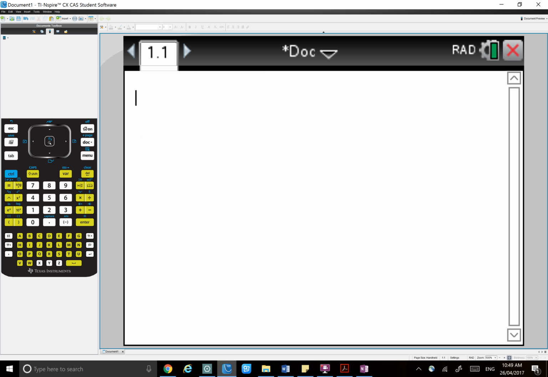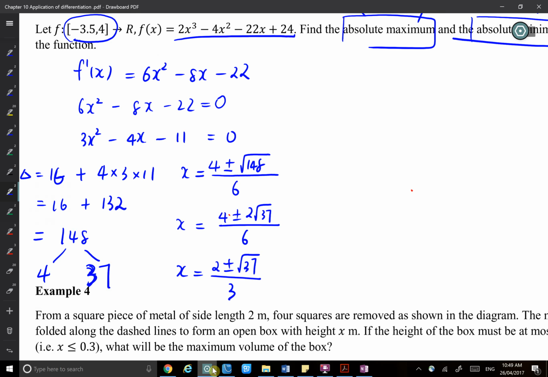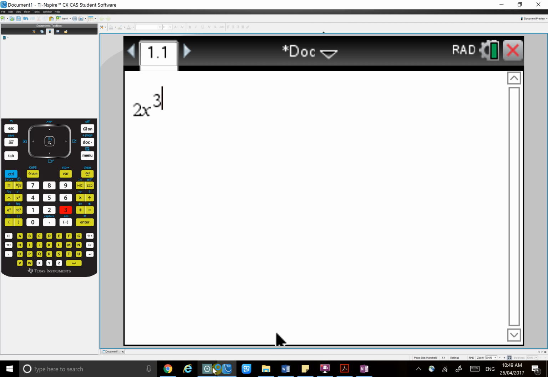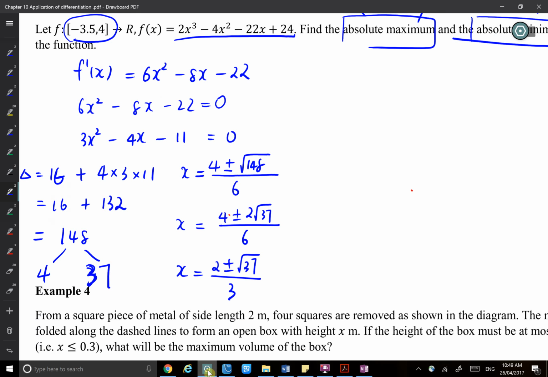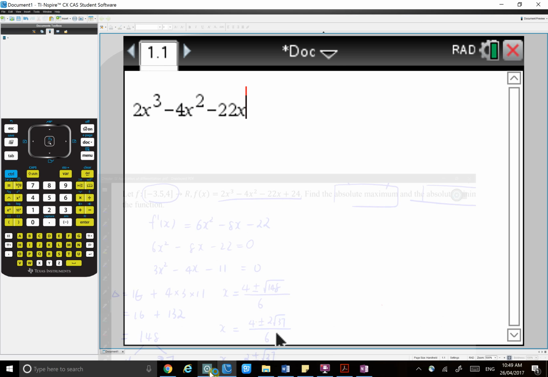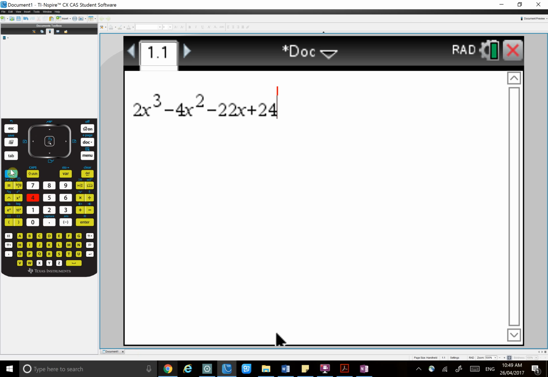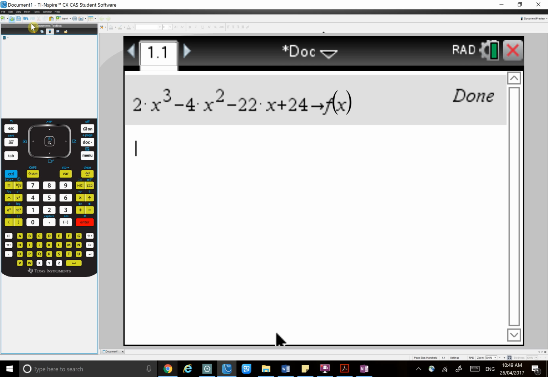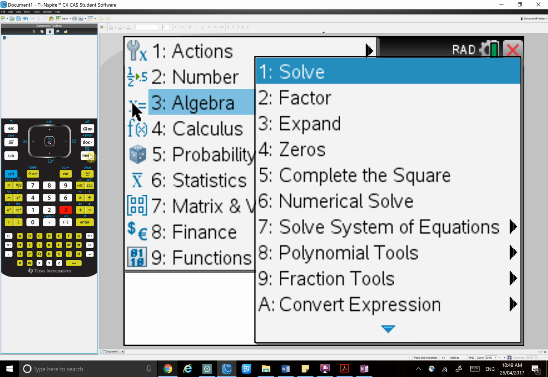Okay, if we have a calculator, let's save this value: 2x cubed minus 4x squared minus 22x plus 24, and save for that. Control VAR fx, and let's solve, menu 3.1.